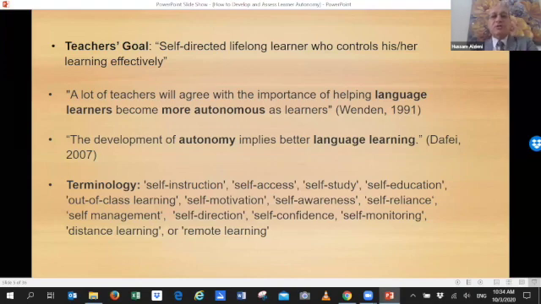So our teachers' goal is always to have a self-directed lifelong learner who controls his or her own learning effectively. And we agree that this autonomy could help the language learner. In the literature, we have a lot that links autonomy to language learning. The terminology is we need a student who has self-instruction, self-access, self-reliance, self-monitoring, self-study, especially in this pandemic time, for distance learning and remote learning.